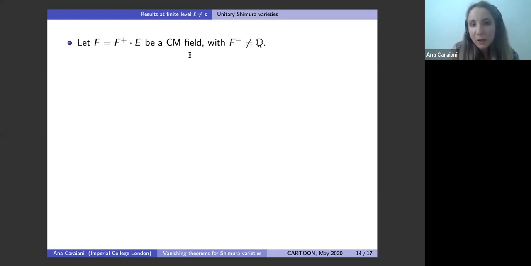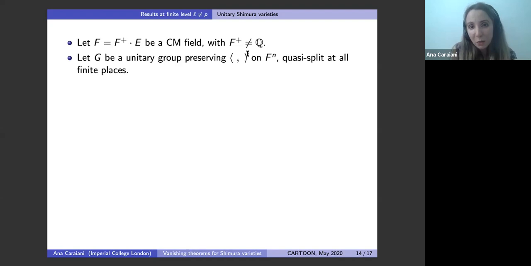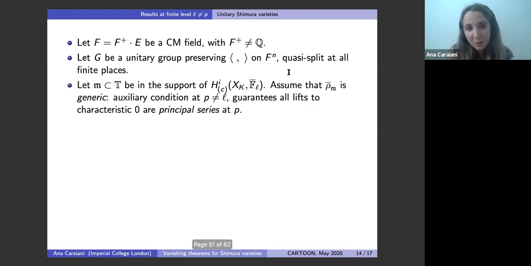So I want to consider a CM field, which is a composite of a totally real field and an imaginary quadratic field, and I want to assume that the totally real field is not Q. And I want to consider a unitary group that preserves a non-degenerate alternating Hermitian form on F to the N. And I want to assume that the unitary group that you get is quasi-split at all finite places.